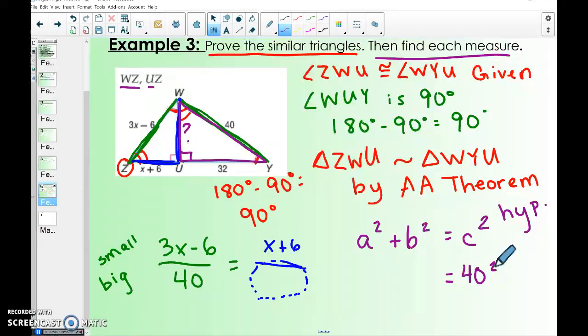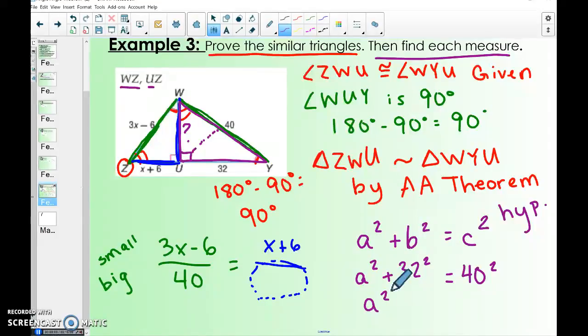Now, does it matter which one the blank and which one the 32 go for A and B? No. As long as they're on the same side, it's all right. Okay, and you can see from this, the 40 is across from the right angle. That's how I picked that one. And it's the longest side, so that's also why. So I'm going to make it a squared plus 32 squared equals 40 squared.